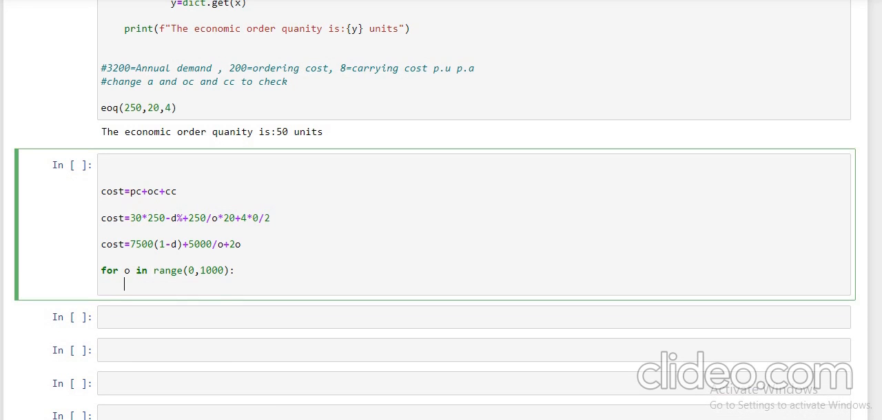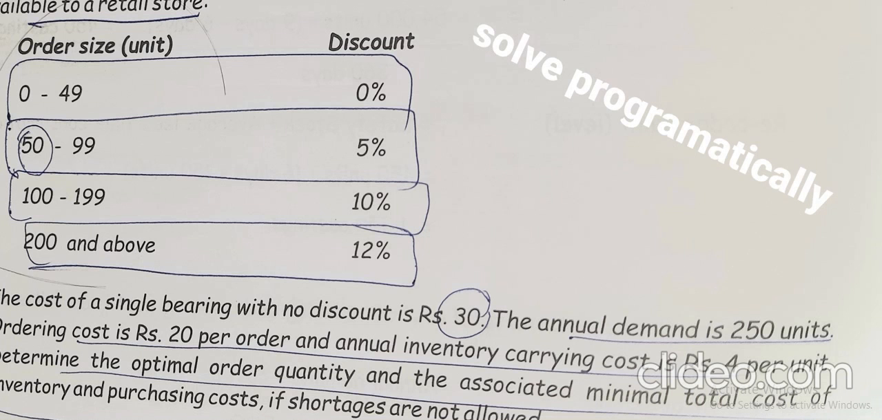So let's do that. Now it's simple. For O in range 0 to 1000. The next is to take the discount. Now see, if the order size is from 0 to 49, then the discount is 0%.